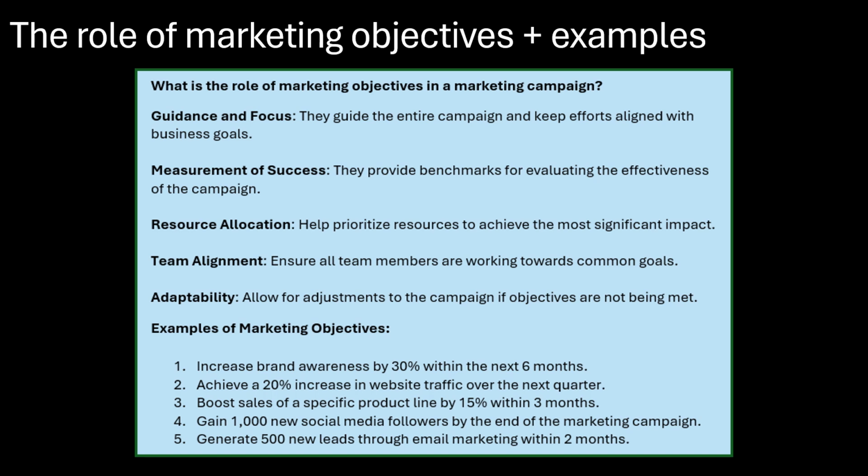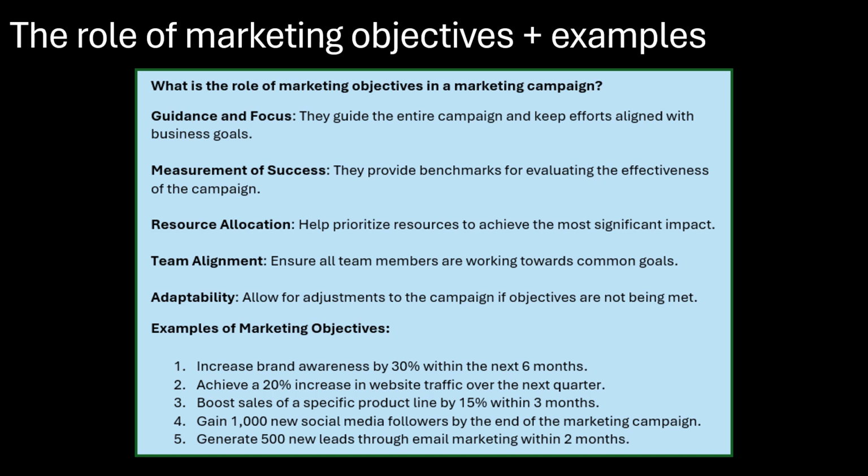You kind of got to justify why it's there, bring in the overall business objective and what the hope is that the marketing objective is trying to achieve. So number 1 could be an example: increase brand awareness by 30% within the next 6 months. That's a SMART objective, because obviously it's specific, measurable, achievable, realistic, time bound.